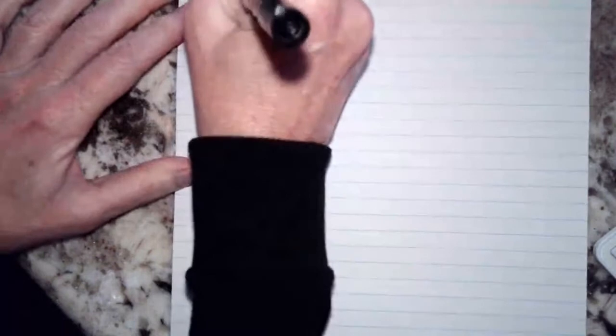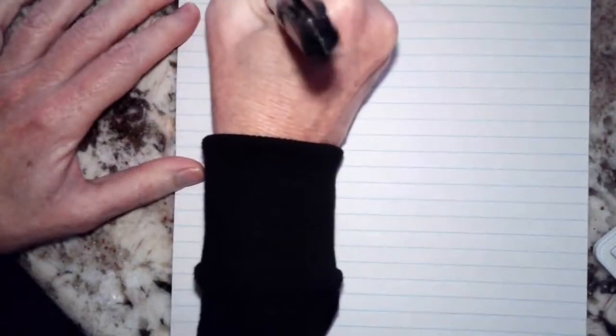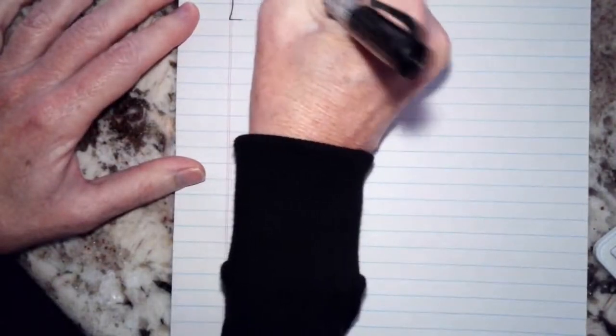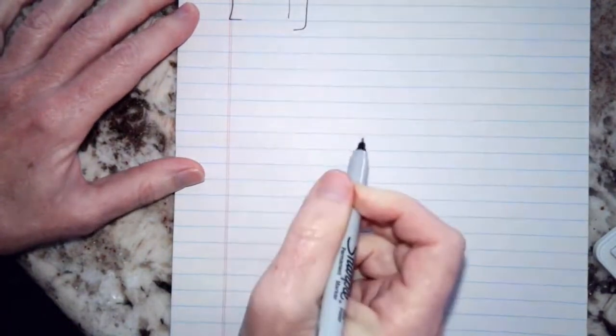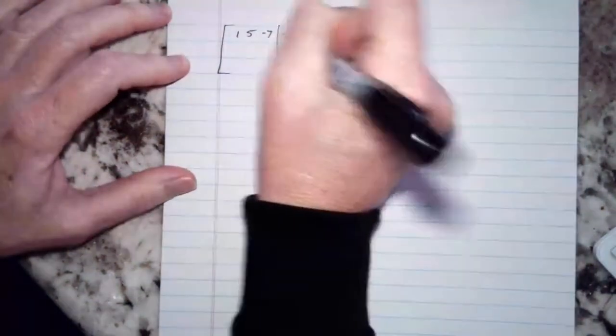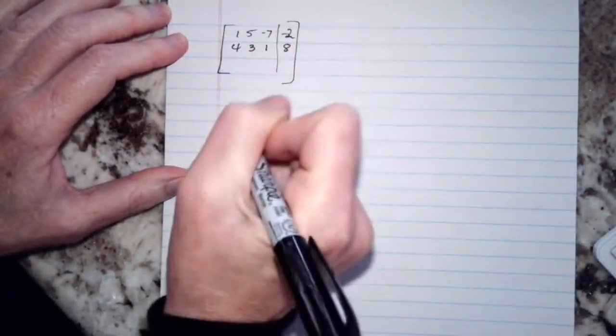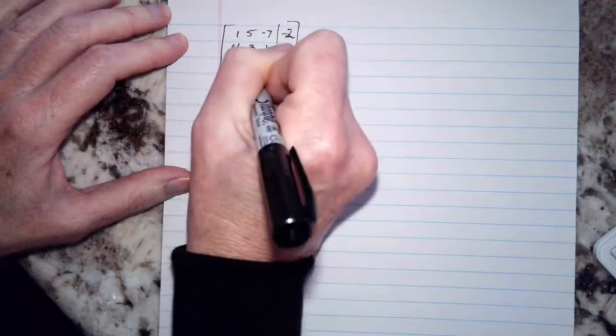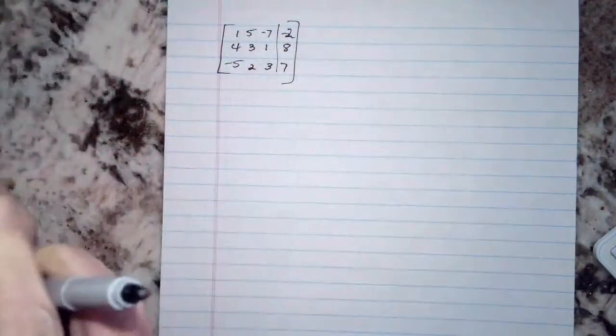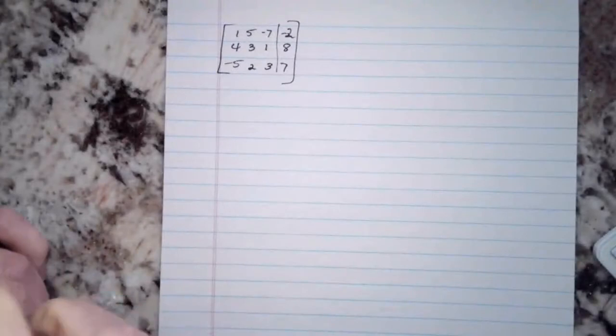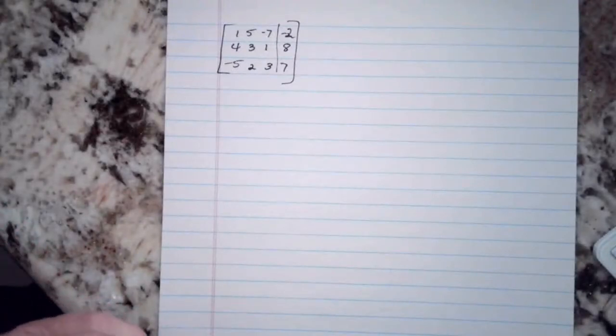Okay, let me give you the augmented matrix of 1, 5, -7, -2, and then 4, 3, 1, 8, and -5, 2, 3, 7. Okay, we're only going to do 2 steps on this one. At least that's the plan. This is our last pretend one. The next ones we will do will be complete from beginning to end. We will solve them.